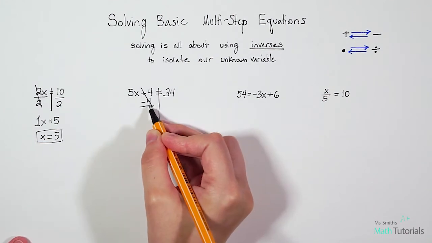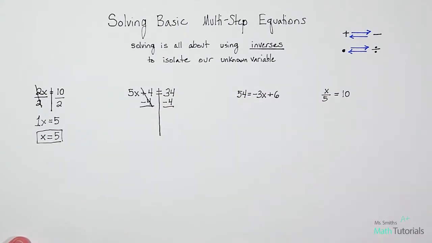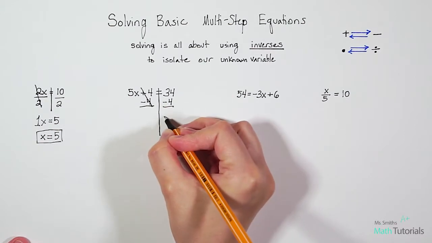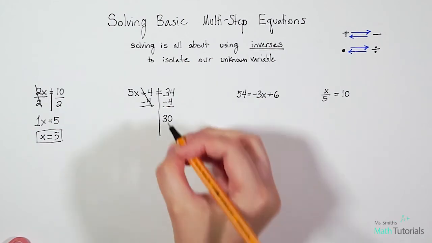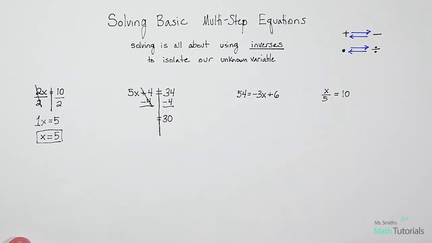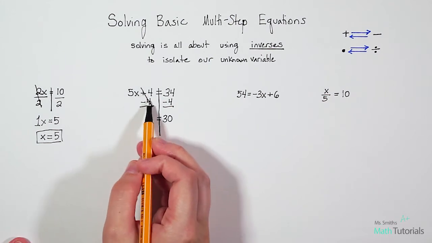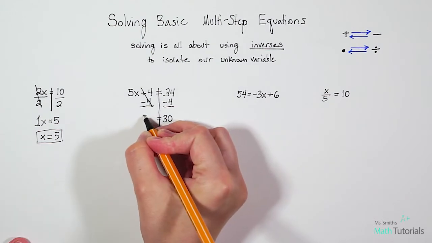So if we're going to subtract 4 on this side, we've got to do it on this side too. 34 minus 4 would give us +30. We want to bring our equal sign down. Now that 4 minus 4 is gone, so we don't need to worry about it anymore. But we do still have this 5x over here.